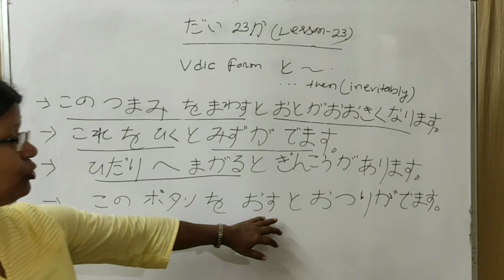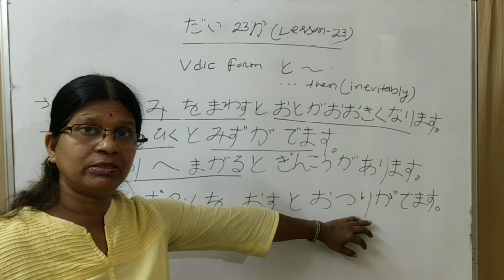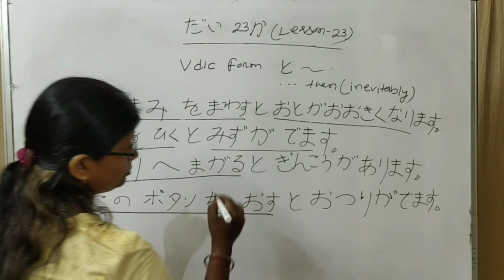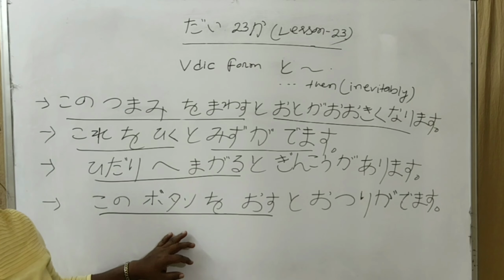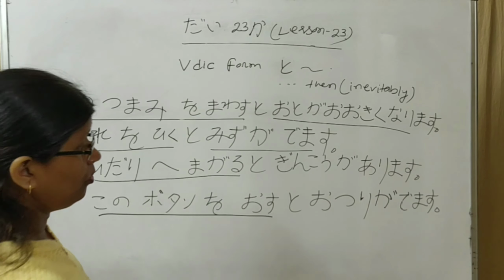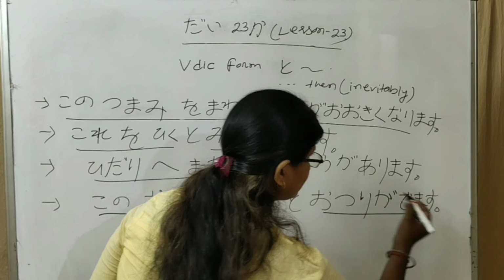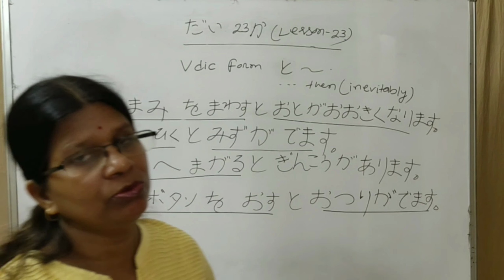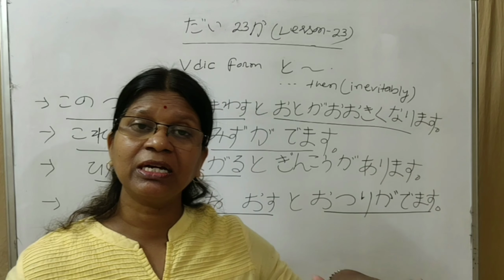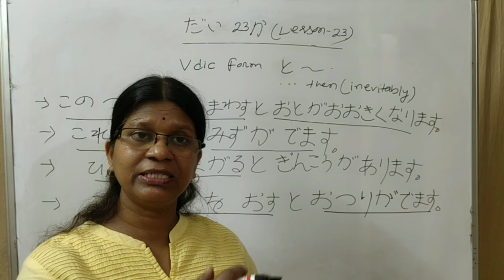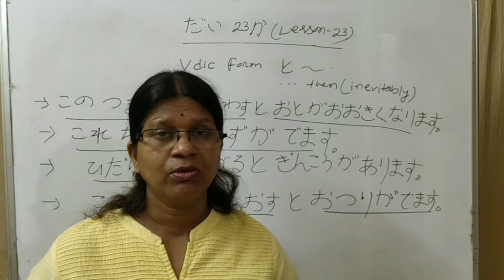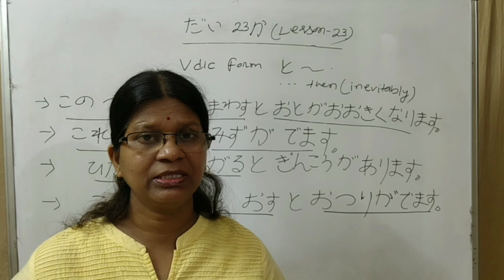Kono botan o osu to otsuri ga demasu. Kono botan o osu. This is the action. Otsuri ga demasu. It is inevitable. So, to conjunction we use where the first action we will do and the second action is the consequence of the first action. Hope you understand this grammar.